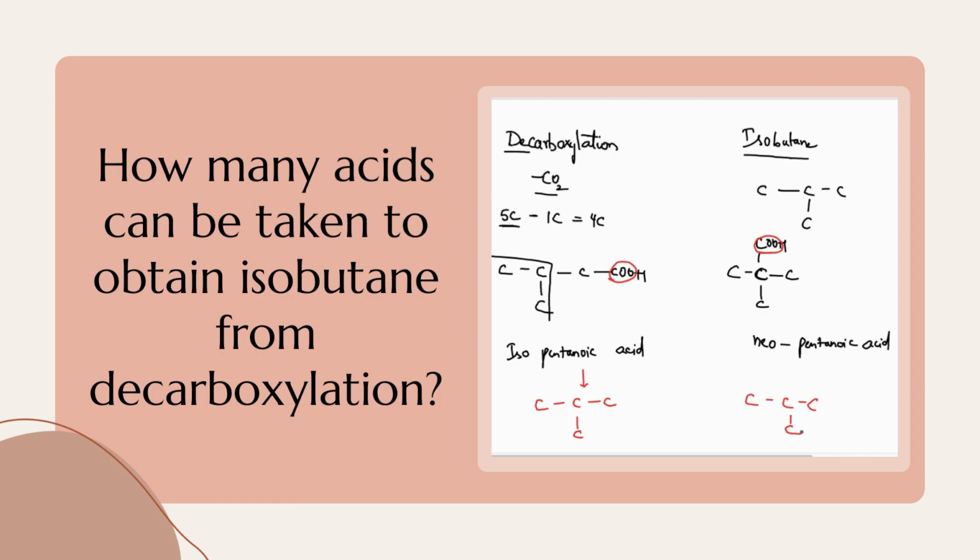So look at both the molecules that are obtained from isopentanoic acid and neopentanoic acid. It is the same structure that we are talking about, which is isobutane. So we have got isobutane from two different acids which contain 5 carbons, but the arrangement is different. So how many acids can you use to get the isobutane? The answer is 2. Hope you understood the solution. Thank you.